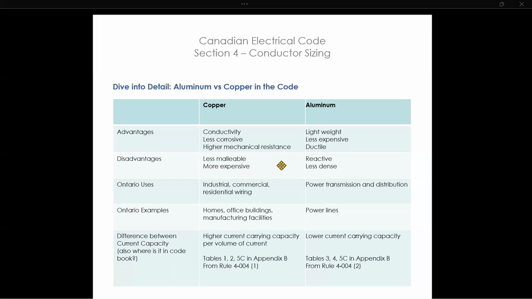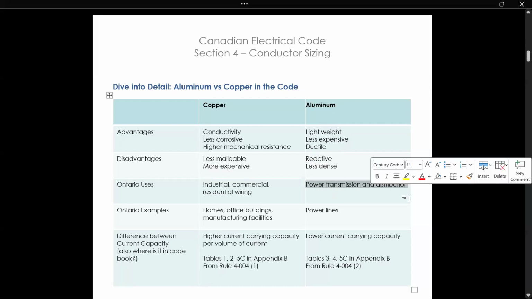So let's talk about the difference between copper and aluminum and what you'll be working on in your code and what you should be studying. 4-004(1) is about copper. Copper is, I would say, usually what you're going to be using for most of your jobs, unless you're working in the power transmission and distribution side of things. But when you're passing your electrical exams, you have to know both.